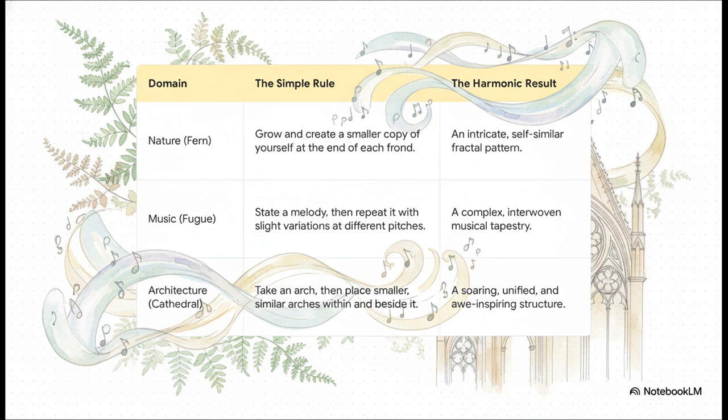For the fugue, the rule is state a melody, then repeat it a little differently. The result? A rich, complex tapestry of sound. And for the cathedral, the rule is take an arch and put smaller, similar arches inside it. And the result is this awe-inspiring structure that feels incredibly detailed but perfectly unified.